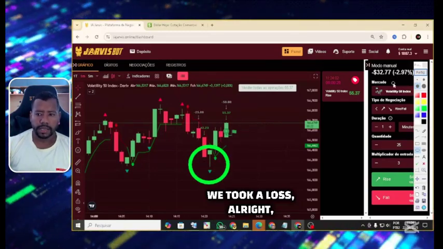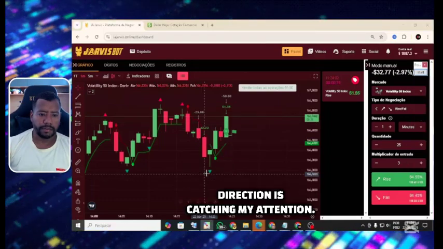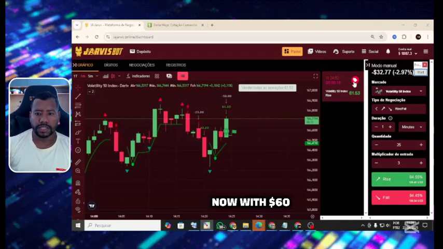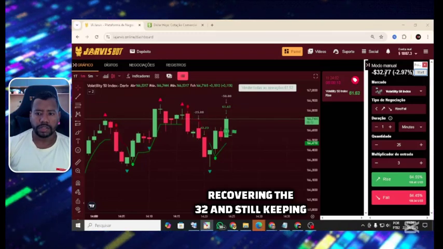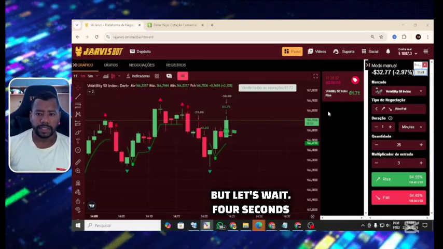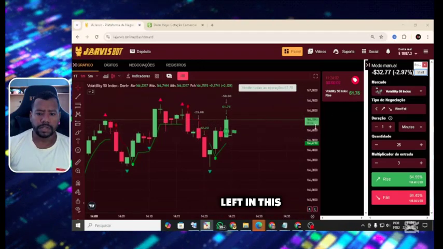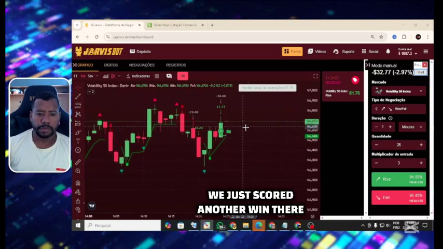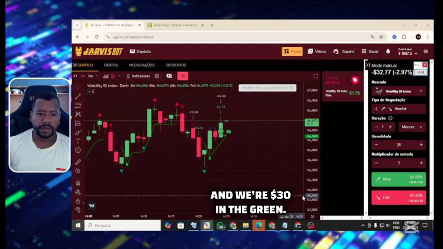Look, a loss, all right, but the indicator's direction is catching my attention. Sell now with $60 profit, recovering the 32 and still keeping 30 in profit. Let's wait. 4 seconds left in this trade. Don't think it'll turn back now, and that's it. Another win there, and we're $30 in the green.